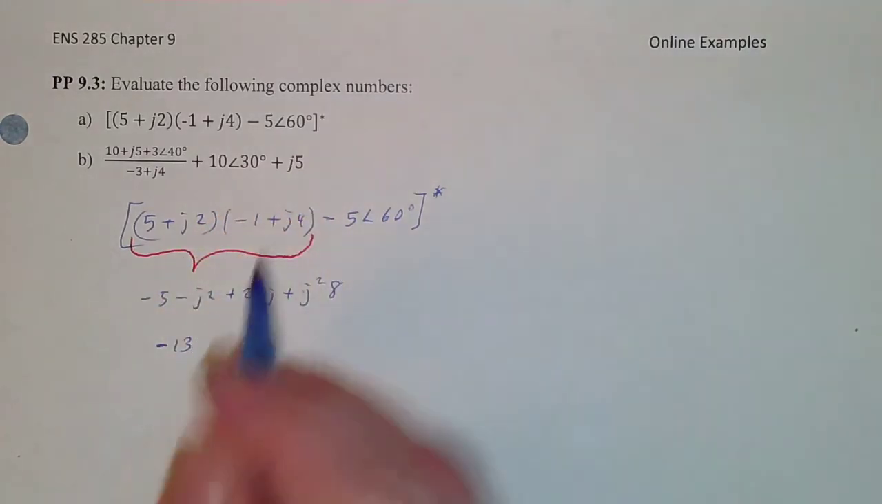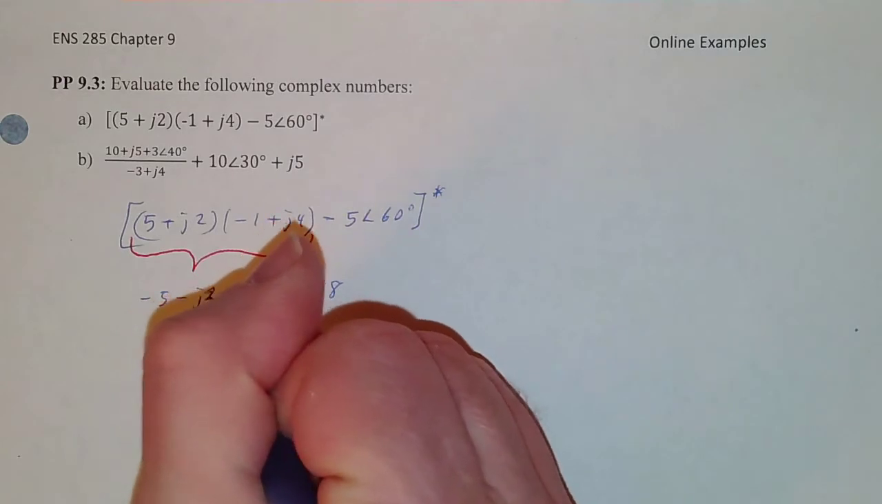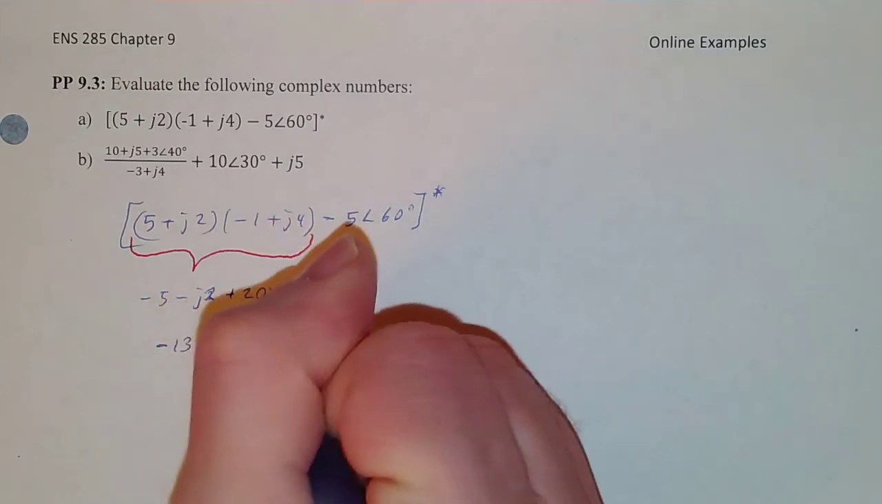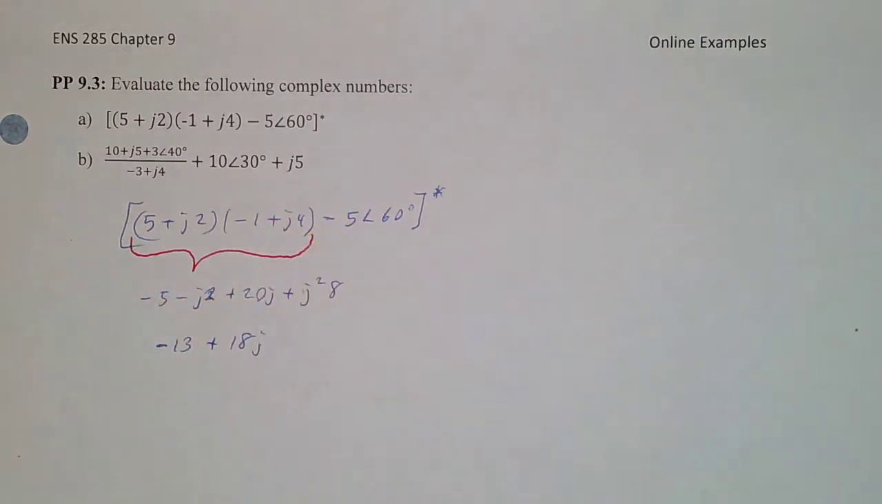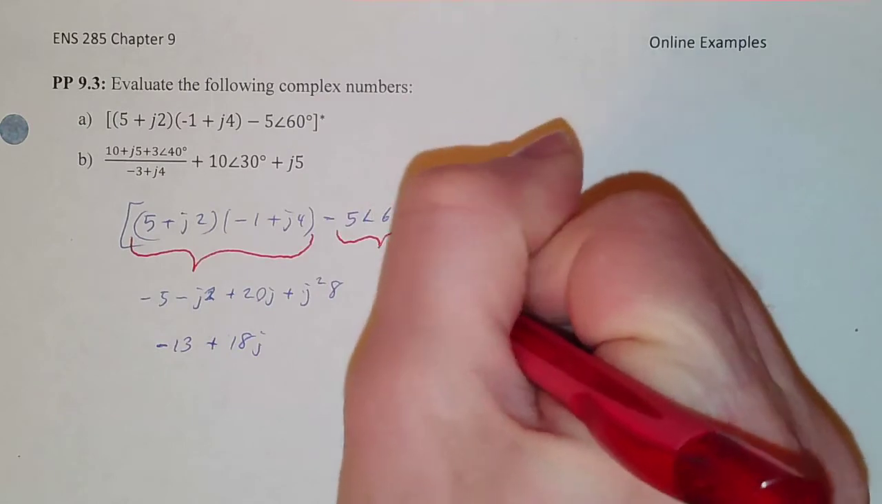And then I've got, it's supposed to be a 2, it's not a squared. I've got 2j and 20j. This is a minus, so I've got plus 18j. That's that. And then this over here, what does this become?